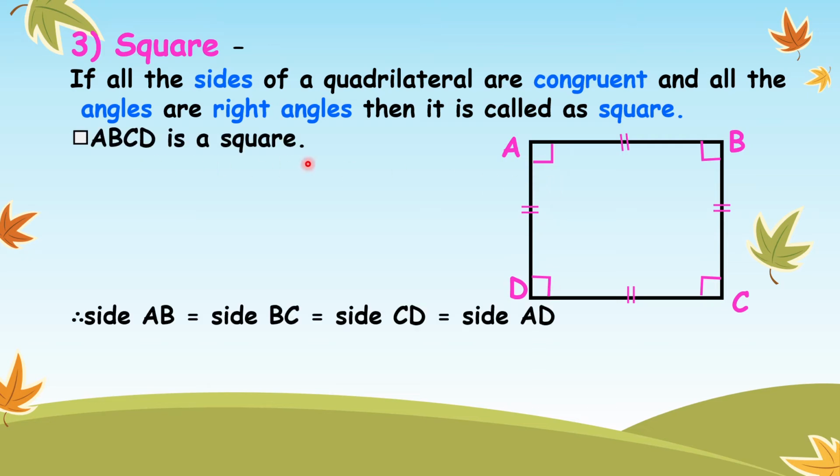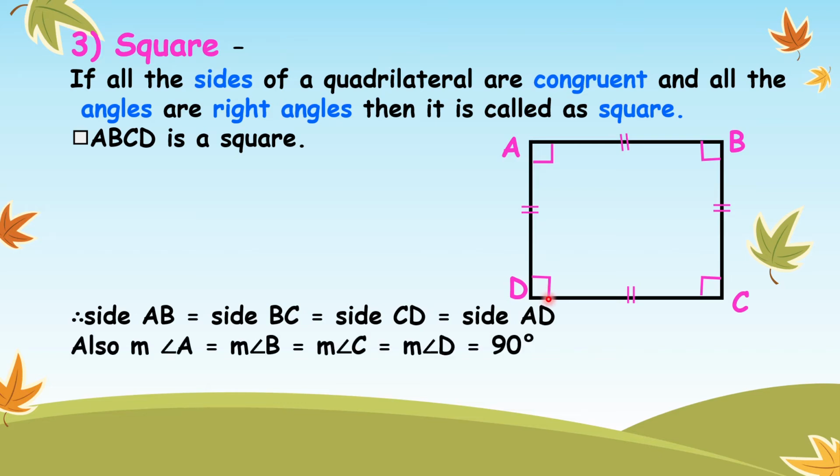If ABCD is a square, then we say that side AB is congruent to side BC is congruent to side CD is congruent to side AD. Also, angle A is equal to angle B is equal to angle C is equal to angle D is equal to 90 degrees. Properties of a square. Here, every square is a rectangle. All the properties of a rectangle are satisfied by the square.